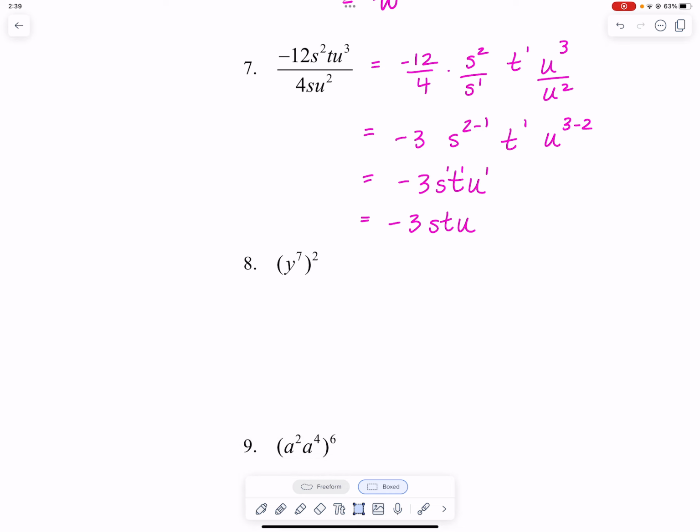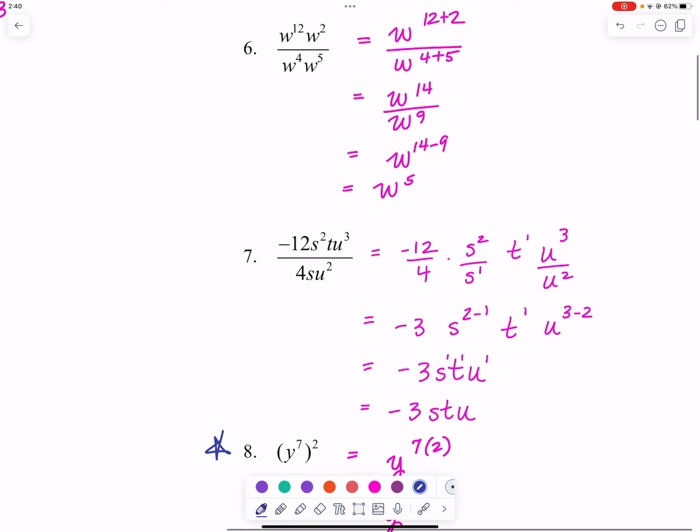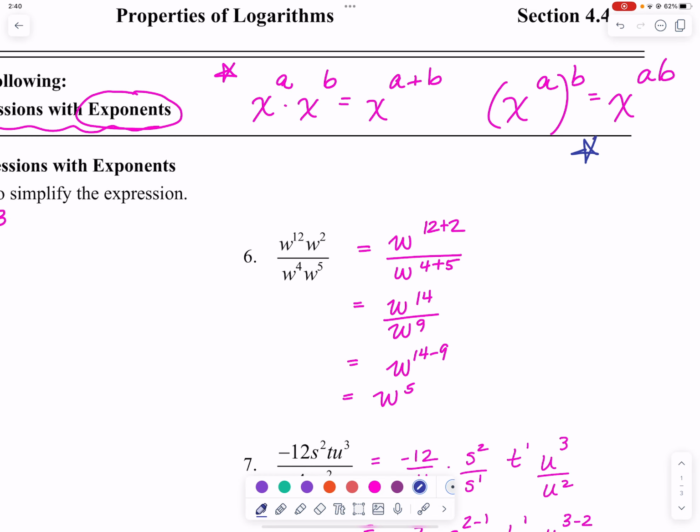Now here we go. This is raising a base to a power. So this is y to the 7 times 2, and that's y to the 14th. Now keep in mind that this is the second example, when we take a base that has a power and we raise it to another power. I call that power to power.